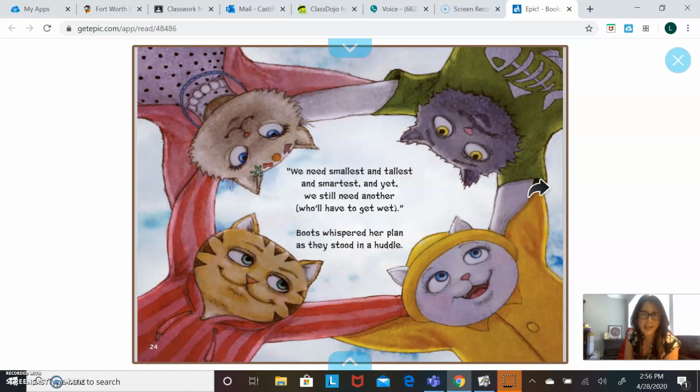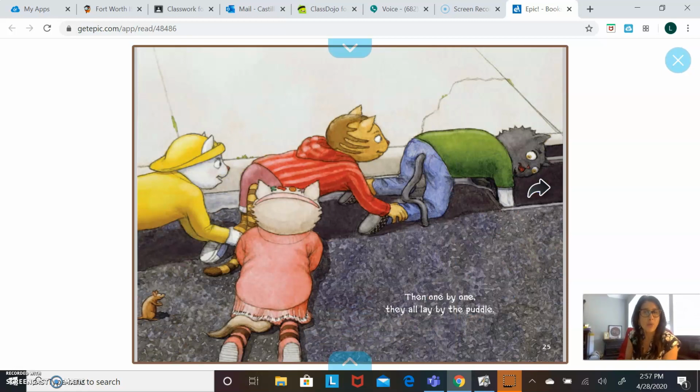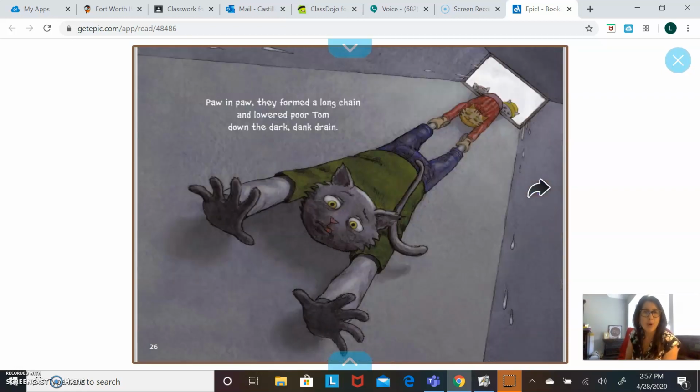Boots whispered her plan as they stood in a huddle. I wonder what the plan is. Do you have any ideas? Let's find out. Then one by one they all lay by the puddle. Paw in paw they formed a long chain and lowered poor Tom down the dark, dank drain. He looks a bit scared, doesn't he? Look at his eyes.